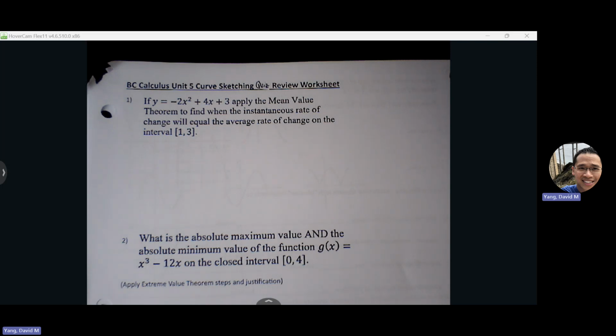So remember, there are two conditions for mean value theorem. What are they? The function has to be what? It's continuous on the closed and what? Differentiable on the open. Okay. So we want to make sure we write out those statements.